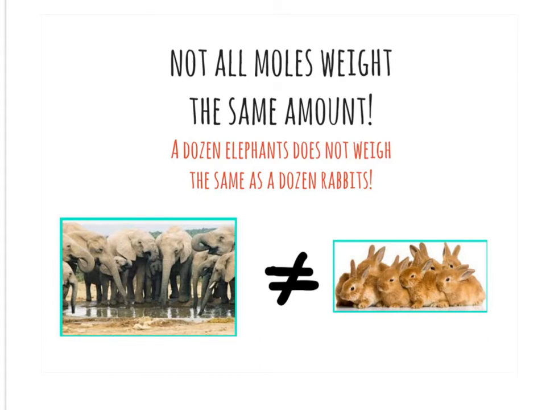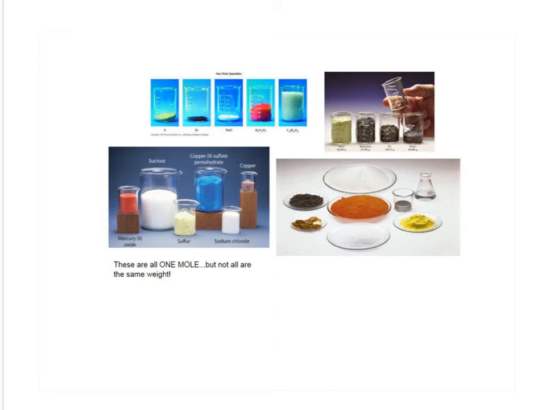Now, not all moles are going to weigh the same, right? A dozen elephants does not weigh the same thing as a dozen rabbits. So if you have a mole of mercury oxide, it's not going to weigh the same thing as a mole of sucrose or a mole of copper. It's all different because they're different elements.